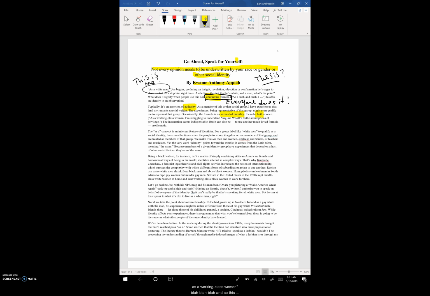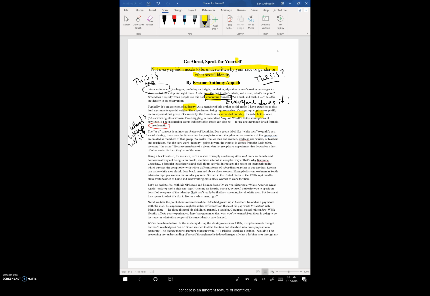It could be to show authority, to show that you're not part of some other group and so you're not an expert, or it could be both. And then finally, he says that this is problematic. And I'm going to circle that in red because that's an important question. What's wrong with this? What's wrong with using "as a blank"?